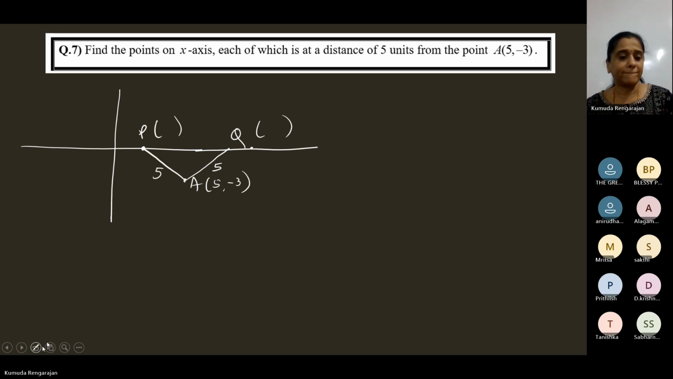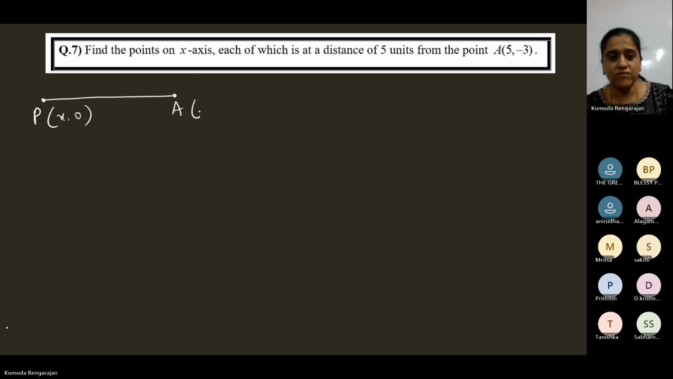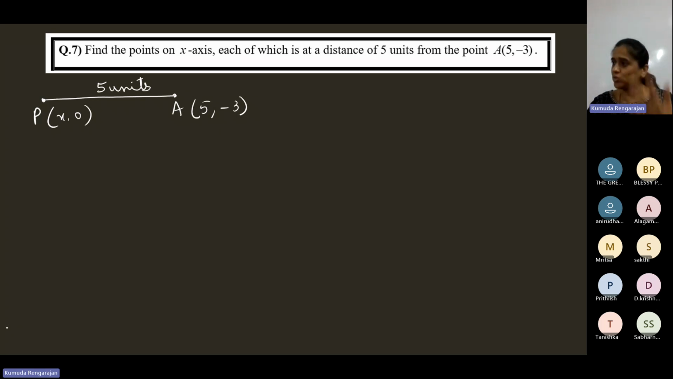Okay. I'll just draw this figure in the rough column later. For now, it's enough if you show a figure like this. This is the point on the x-axis. Let's call it P. And you know that every point on the x-axis is of the form x, 0. A is 5, minus 3. Distance 5 units. Now for x, when you work this out, you will get 2 values. And hence you can find the 2 points.